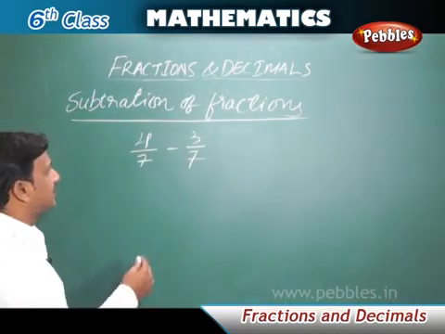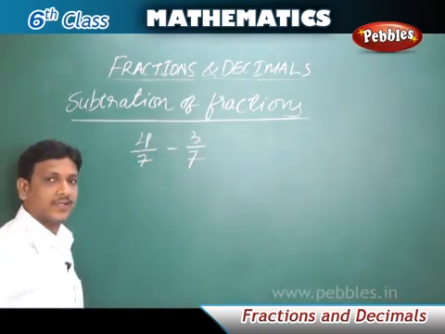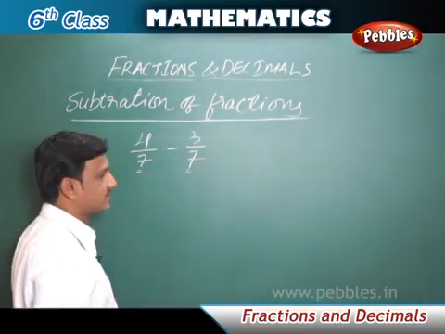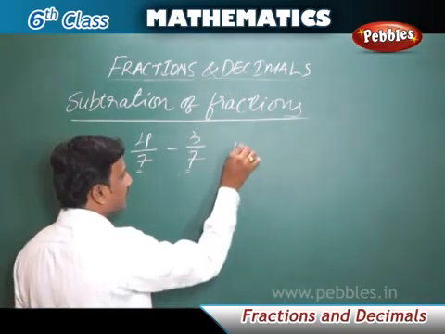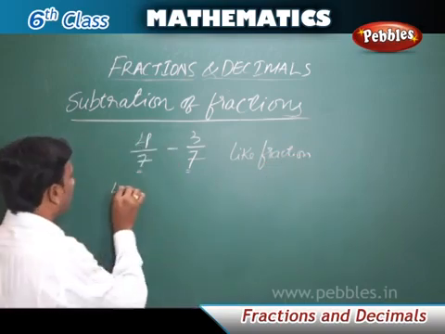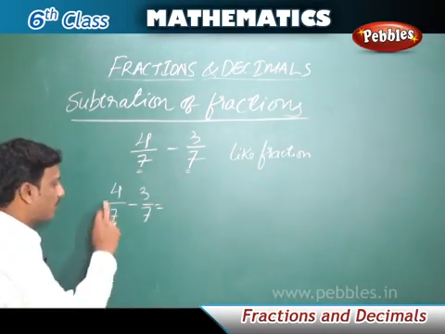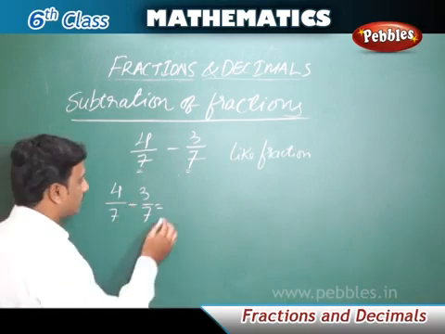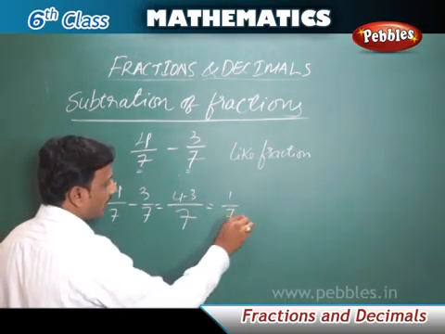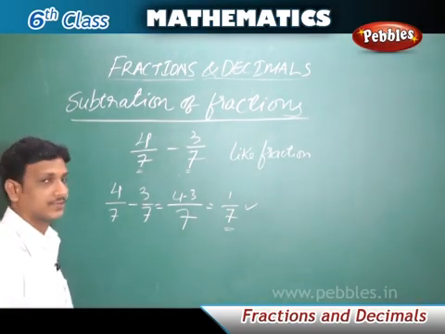Now let us see the subtraction of fractions. Here we have two fractions, 4/7 minus 3/7. Let us see how to do this subtraction. Here the denominators in both the cases are the same, so these two fractions are like fractions. So 4 by 7 minus 3 by 7. That means from 4 one-by-sevens, 3 one-by-sevens are to be removed. 7 is the common denominator. 4 minus 3, 1 by 7. So in this way we can do the subtraction of like fractions.